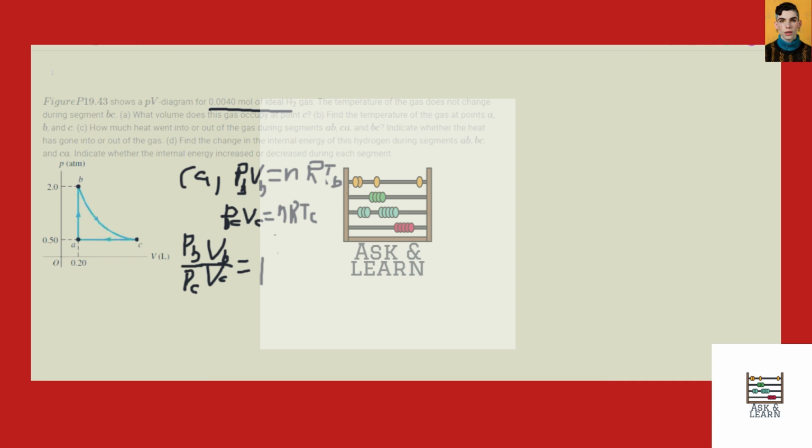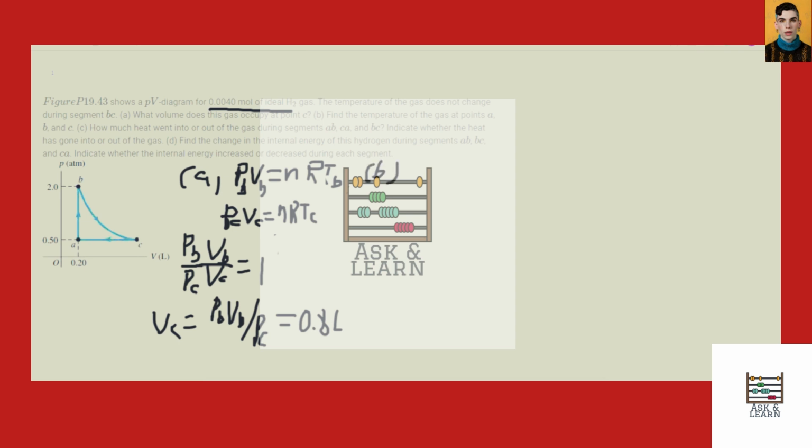In that case, we can solve for V_C. So V_C equals P_B V_B over P_C. We can read the pressure and the volume at state B, and also we have the pressure at state C. So just plug in the numbers, and remember that you need to transfer the unit into the standard unit. Finally, I found that V_C equals 0.8 liters.